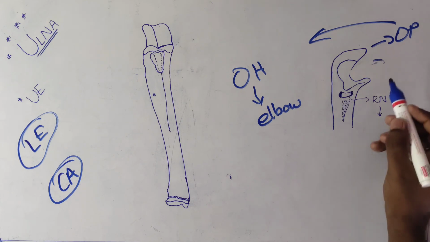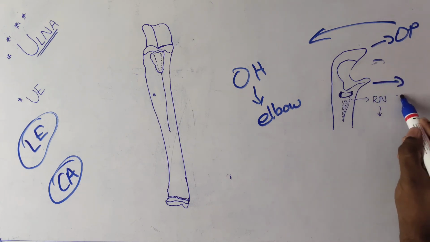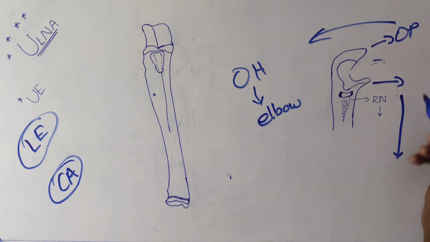Next, there is fracture of the coronoid process. The fracture of the coronoid process is uncommon. It occurs very rarely. It is a rare condition.